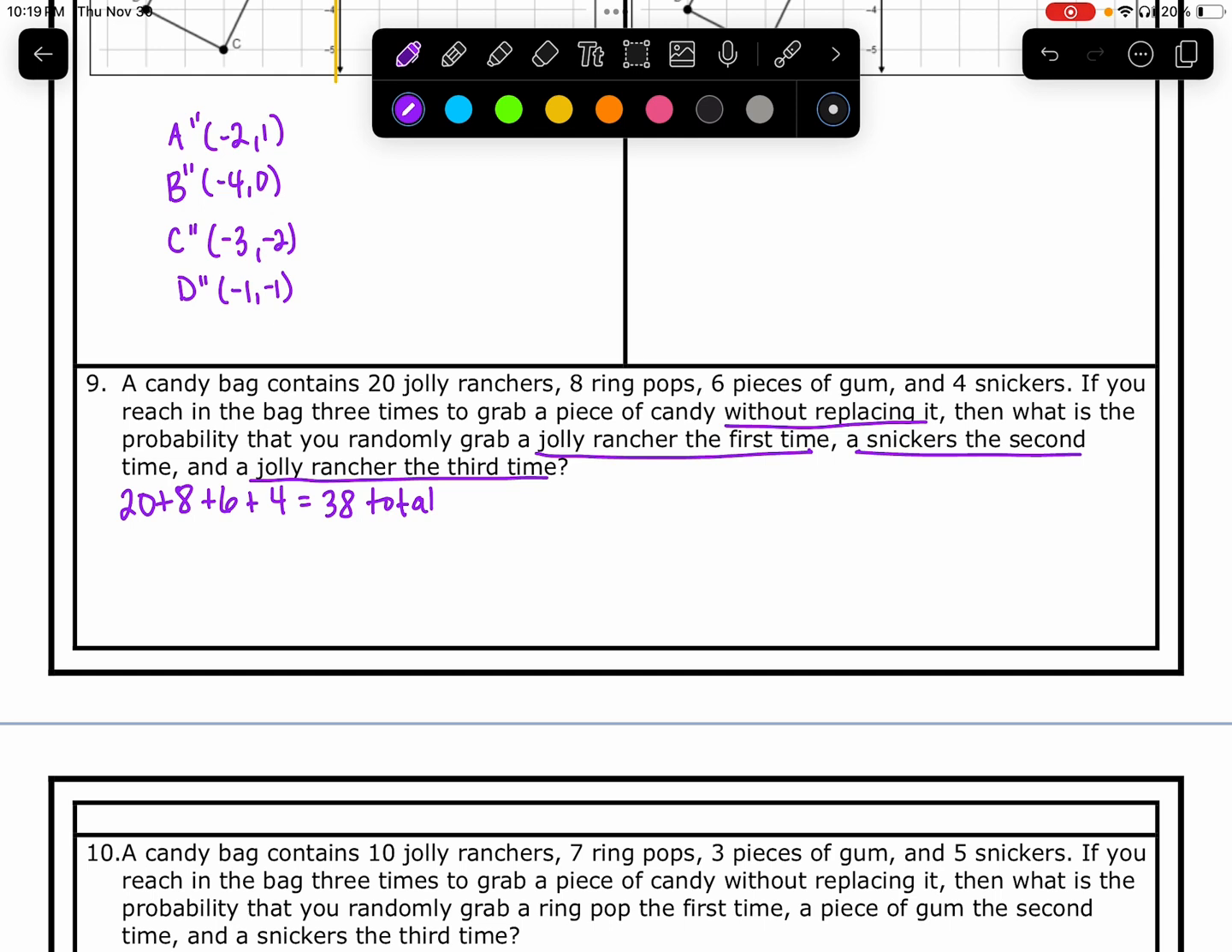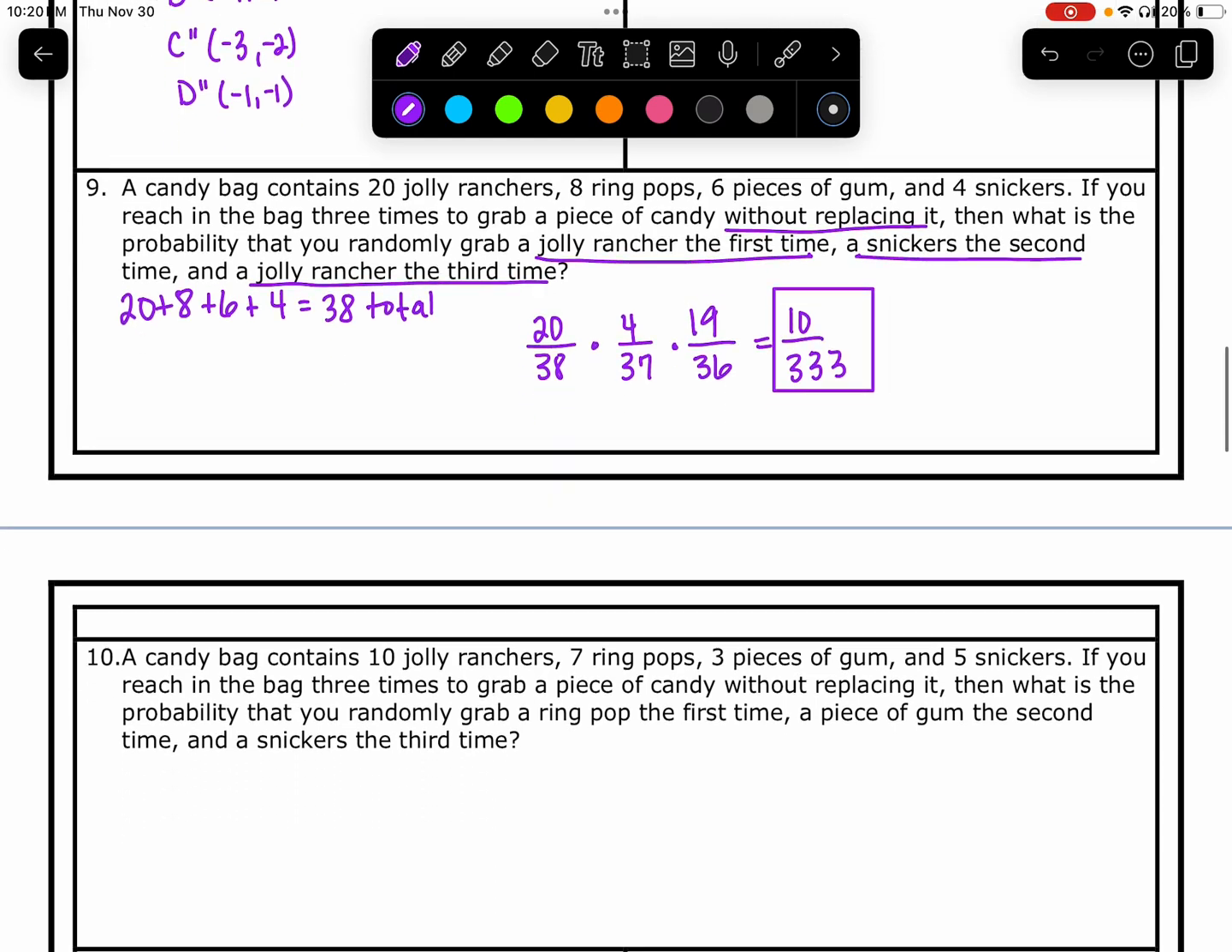Jolly Rancher first would be 20 out of 38. And then we don't replace it. Maybe we eat it, maybe we put it in the pocket, whatever. Snickers the second time would be 4 out of 37 because the total decreased by 1 because we didn't put it back. And then the third time is a Jolly Rancher again, and we already took a Jolly Rancher, so that's 19, and the total decreased one more time after the second. When we multiply all of those together, we should get 10 over 333. And again, we're just doing the fractions now. I know before we did fractions, decimals, and percents, but I'm just trying to keep it simple for this retake.